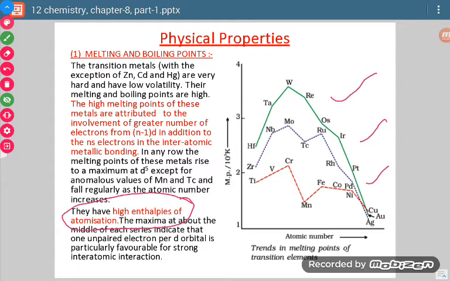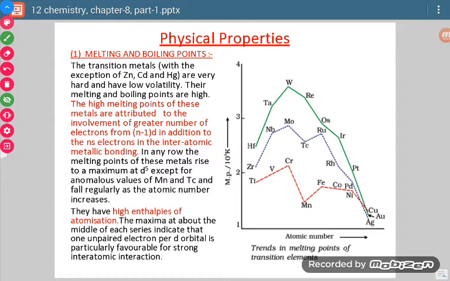Now, on what factor does this metallic bond formation depend? Metallic bond formation depends on the number of unpaired electrons present in the elements. In case there are more unpaired electrons, there will be stronger bond formation. If there is a stronger bond, then more energy will be required for breaking that particular lattice into atoms. So that will have a higher enthalpy of atomization value.